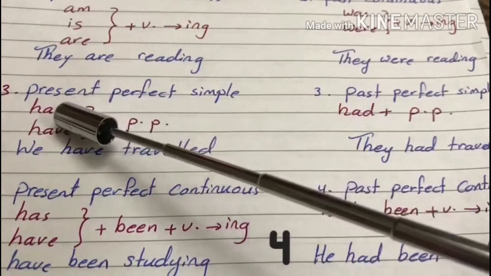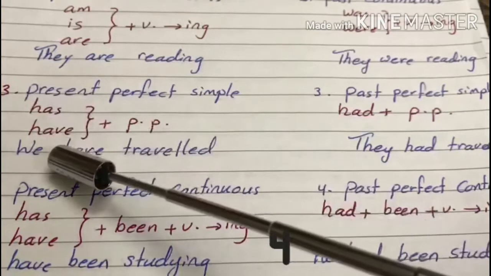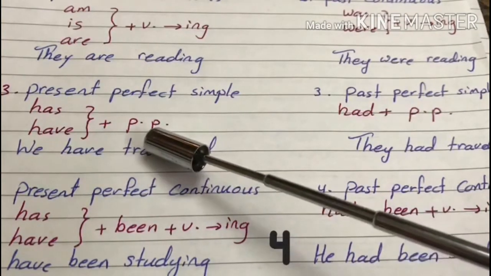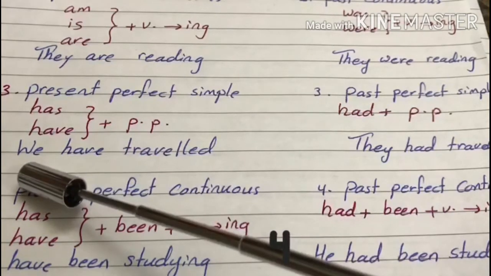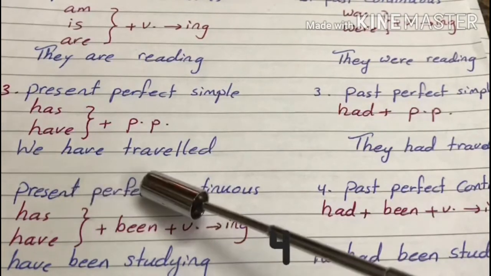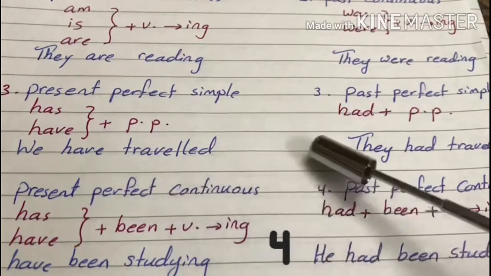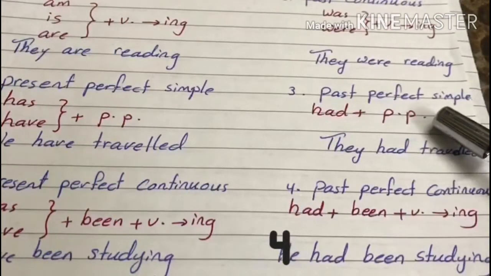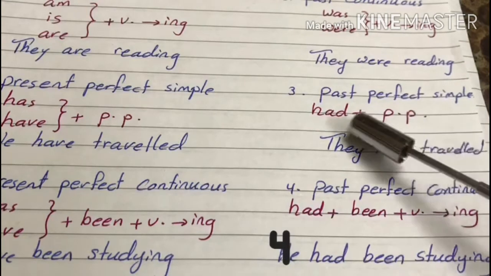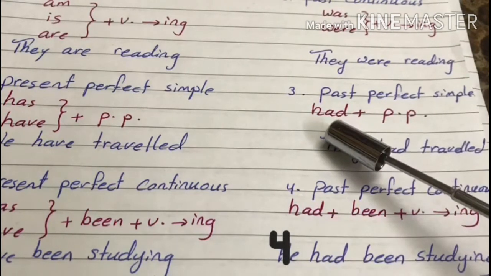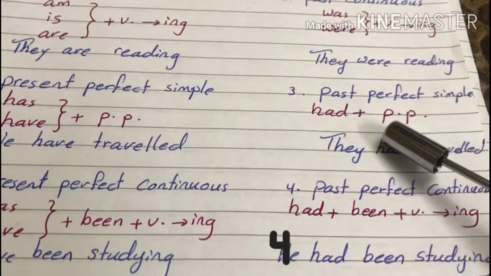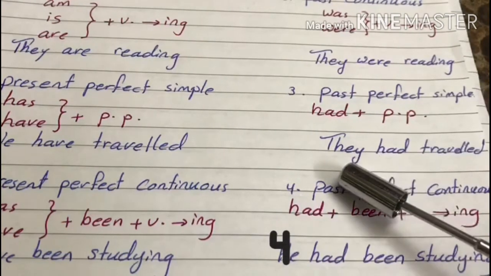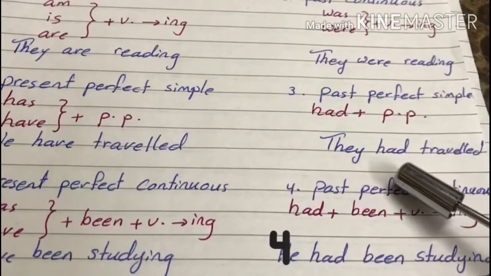The form is has or have plus the third form of the verb. An example, we have traveled. It becomes past perfect simple in the reported speech. The form is had plus the past participle of the verb. Example, they had traveled.